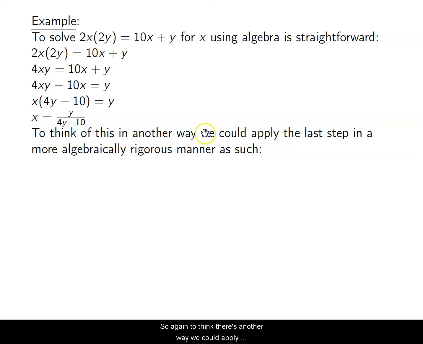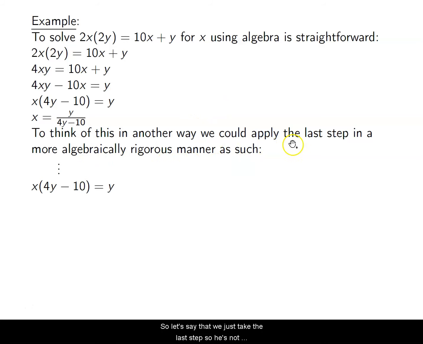So again, to think of this another way, we could apply this step in a more algebraically rigorous manner, okay? Because in an actual study of algebra, we don't have division. Division is just an algorithm that we apply for separating numbers into equal pieces. In the study of algebra, however, we think about multiplying by inverses. 8 divided by 2 is the same thing as 8 times 1/2. So we want to think about multiplying things by reciprocals, by their inverse values, okay?